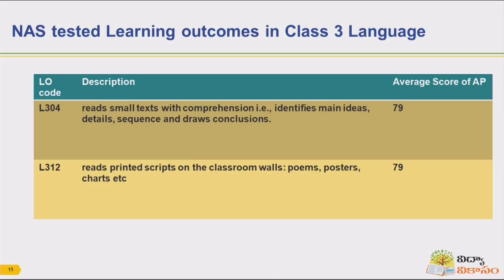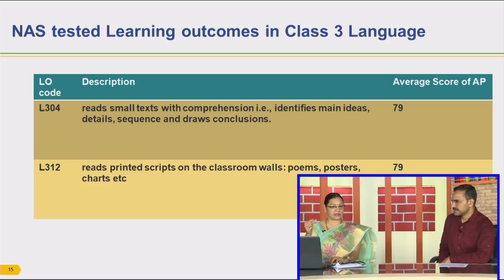L304 means what? How do we read that, sir? I'll describe this. Here the LO code is showing, for example, L304 in the top line. L is for language, 3 is for class 3, and 04 is the serial number of the learning outcome of that particular reading comprehension. So it's the fourth learning outcome of class 3 language.